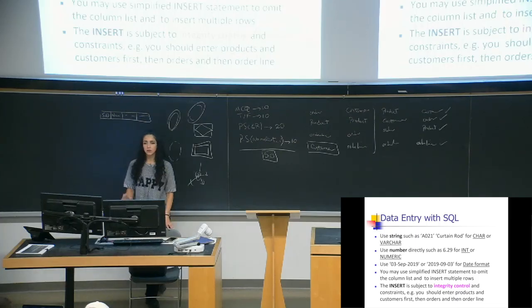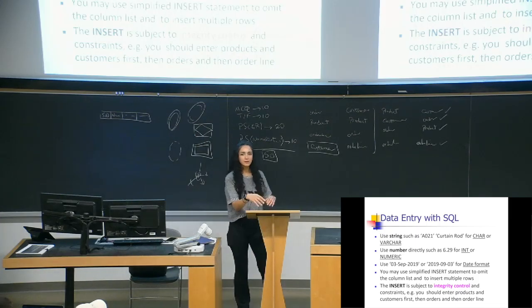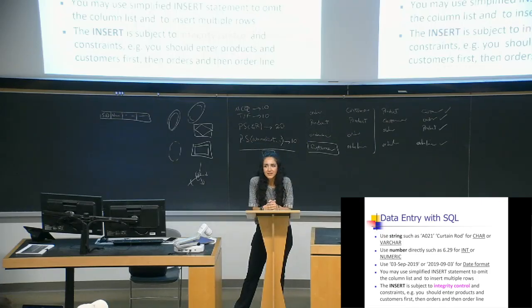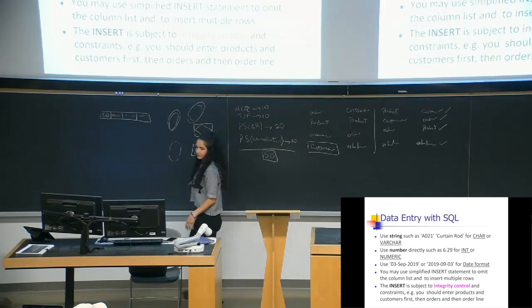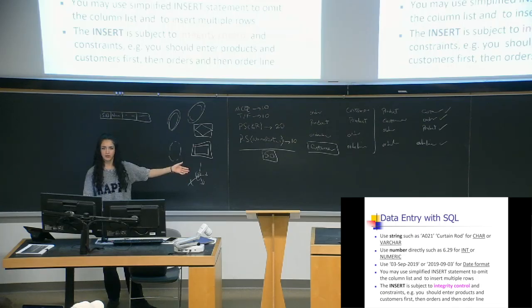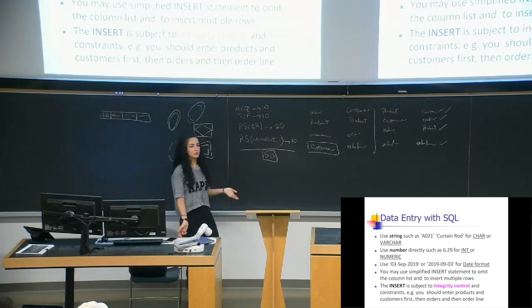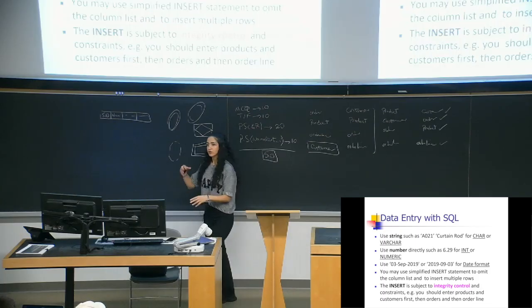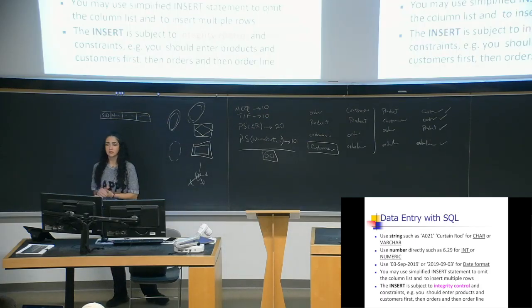And insert is also subject to integrity control. What does it mean? Same thing with creating tables, right? When I say it's subject to integrity control, it means it matters how you insert data into your tables. So, for example, you should enter product and customer first, then order and order line, right? Because those links between tables, when you're inserting data into your tables, they are still there, right? You cannot insert data into the order table before inserting data into the customer, because we have some data here referencing there.